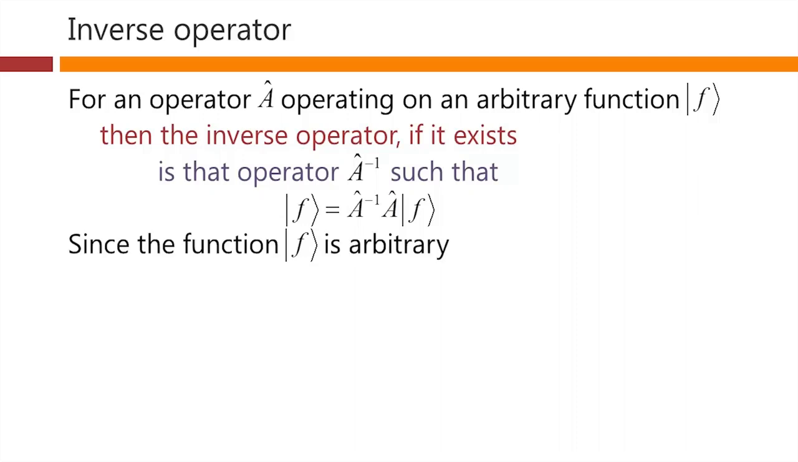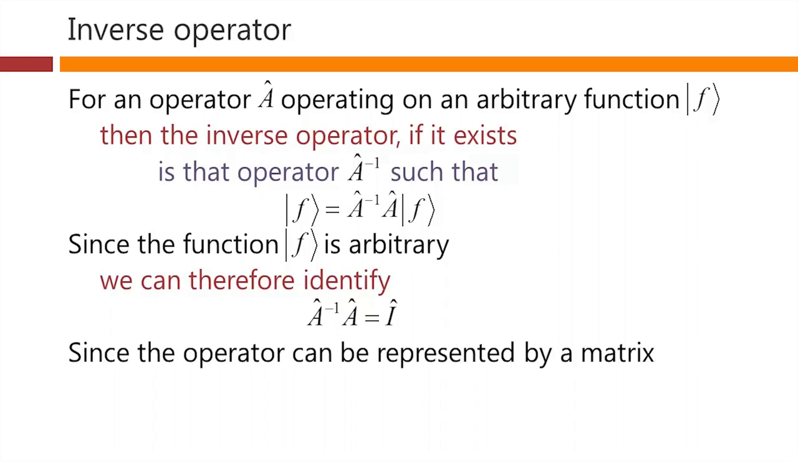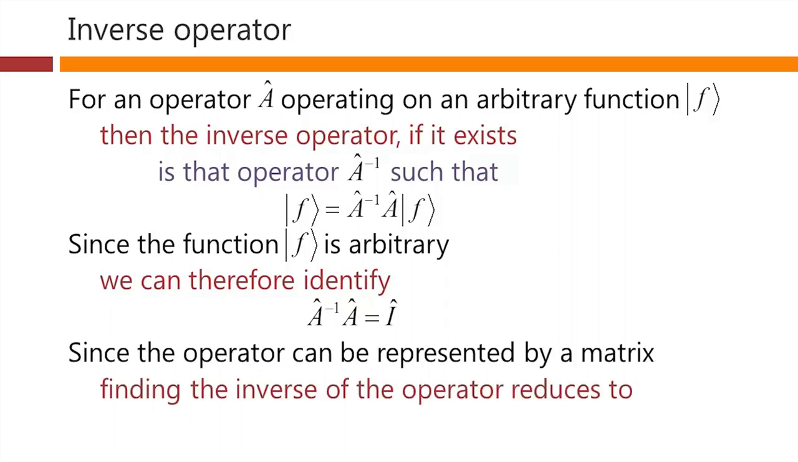Since this function f is arbitrary, we can therefore identify that A to the minus 1 times A must equal the identity operator. If this expression is to work for any function f, then this A to the minus 1 times A in here must be the identity operator. Since the operator can be represented by a matrix, finding the inverse of an operator, finding this A to the minus 1, reduces to finding the inverse of a matrix, which of course is a very well-known operation to perform on matrices.